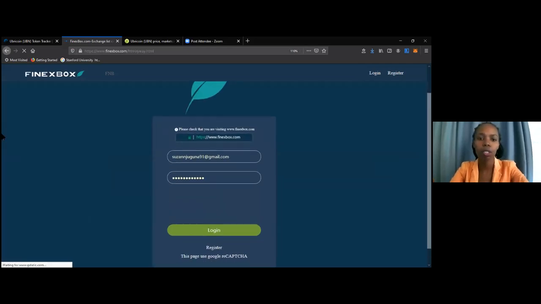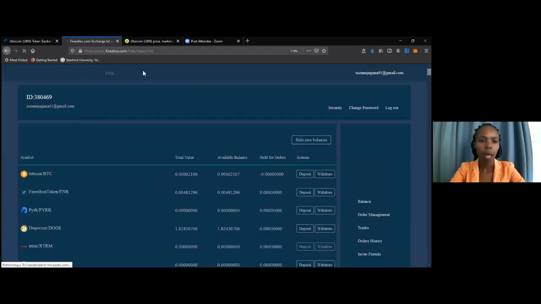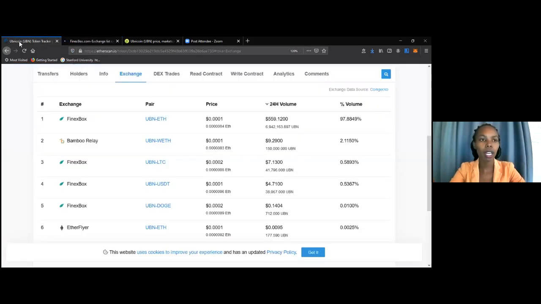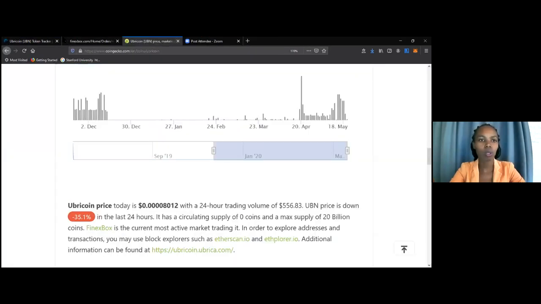It will bring you to this page. You click here on this button, I'm not a robot, then you click on login. When you click on login, it's going to take you directly to the market that we want to go to, that is the UBN ETH market. We have successfully logged in, but as you can see, we are not exactly in that market. So I'm going to go back to Etherscan and click on this again, so that it can take me to the market that I want to go to.